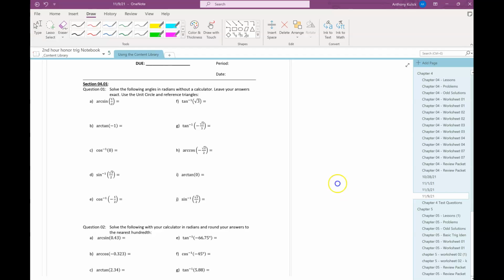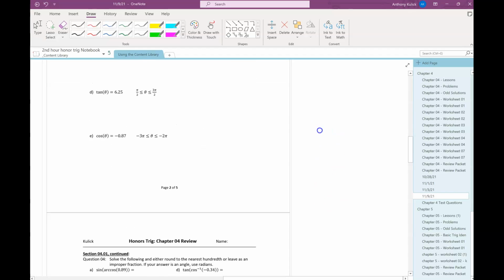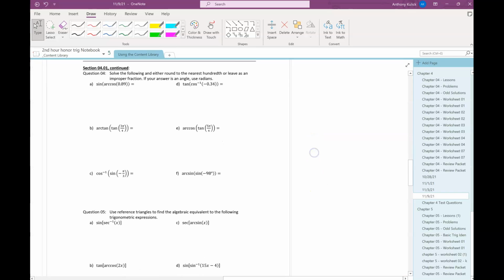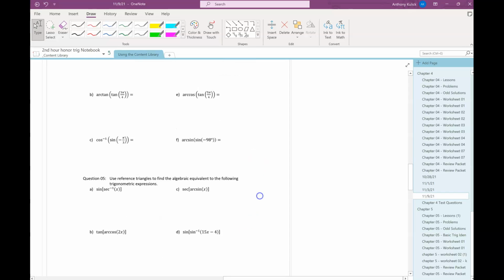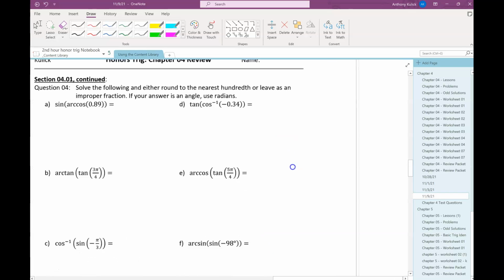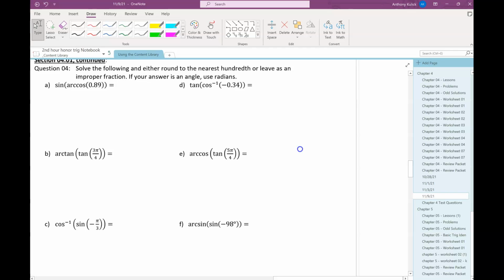Okay, so Alyssa, you're on page 3, you said? Yep. And letter F. Okay. So this is a pure calculator question. The reason I know it's a pure calculator question is that when I look inside, 98 degrees is not a unit circle angle measure, or negative 98 degrees.